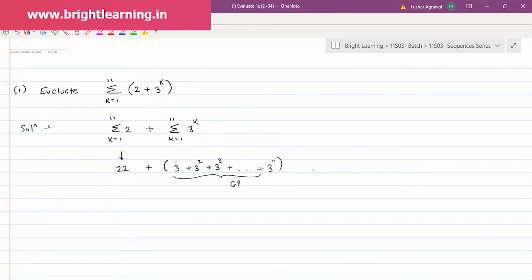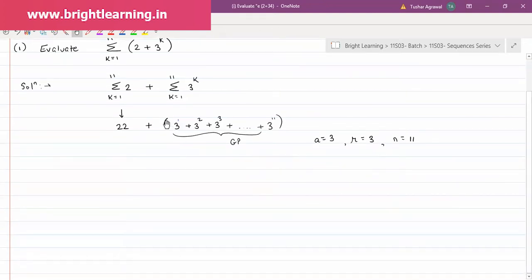Into 3, into 3, into 3, yes, no? Where the first term of the geometric progression is 3 and the common ratio is also 3, and the number of terms is how much? The number of terms starts from 3 to the power 1 to 3 to the power 11. So there are 11 terms. Be careful, there is a slight chance of silly mistake. Sometimes the series starts from 3 to the power 0, and from 0 to 11 there are not 11 terms. From 0 to 11 there are 12 terms.